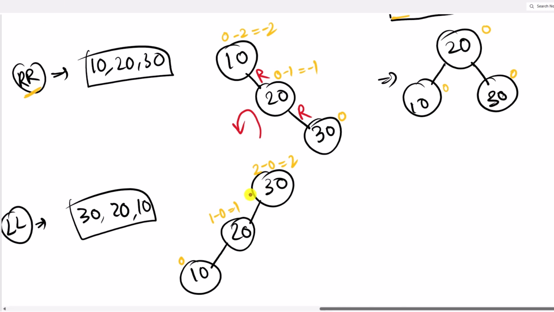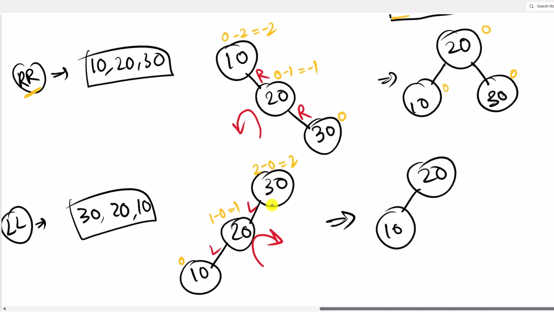So here we have the left unbalancing. So to balance that, we have to rotate this clockwise. So if we rotate this clockwise, that means 20 will be the root, then on the left side we're going to have 10, and then on the right side we're going to have 30. And now you can see all the nodes are perfectly balanced. So this is about the LL rotation.